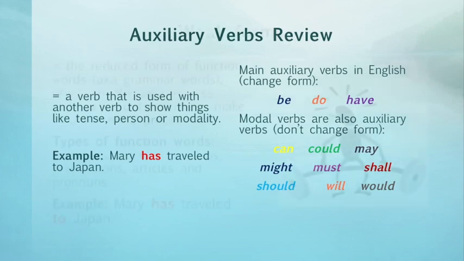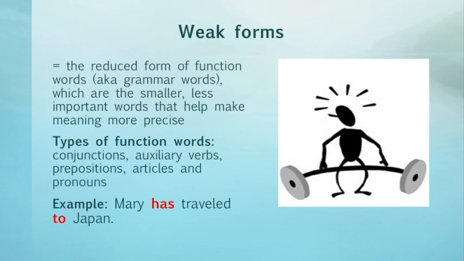So what are weak forms? They are the reduced form of function words, which are also known as grammar words, which are the smaller, less important words that help make meaning more precise. So some types of function words are conjunctions, auxiliary verbs, prepositions, articles, and pronouns.